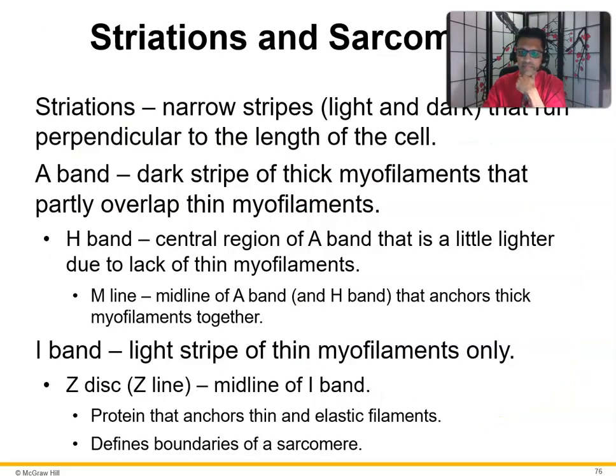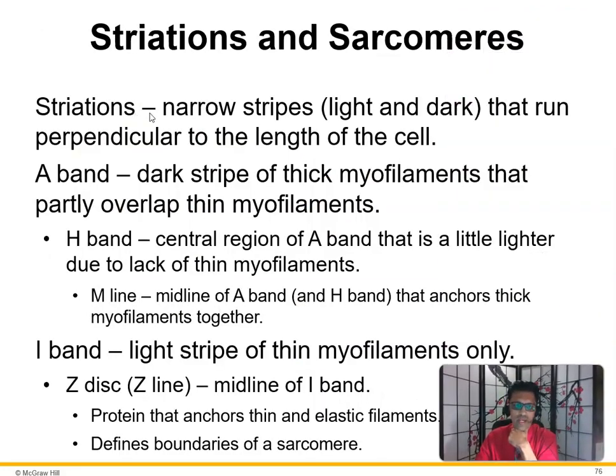All right. So striations are narrow stripes, light and dark, that run perpendicular to the length of the cell. Okay. A band is the dark stripe of thick myofilaments that partly overlap thin. So A bands have thick and thin filaments. The H band is the central region of the A band, that is a little lighter due to lack of thin filaments. And the M line is the midline of the A band and H band that anchors thick myofilaments together.